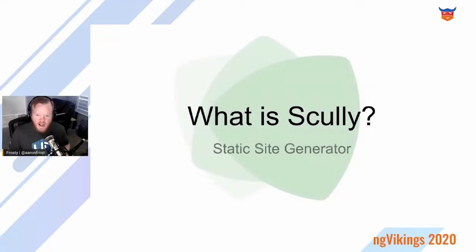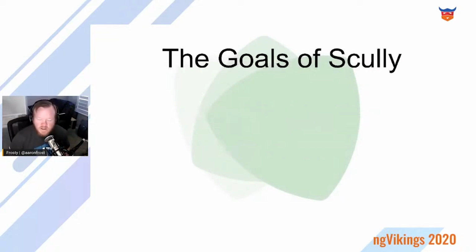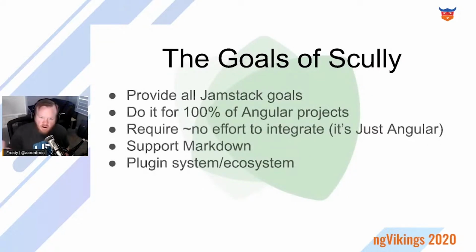So now that we've talked about what Jamstack is, let's talk about what Scully is. Scully is how you add Jamstack to your Angular apps. It's a static site generator, or a Jamstack tool chain is another way to consider it. The goals of Scully are to provide all of the Jamstack goals, but to do it for 100% of Angular projects, okay? Another goal is to require little to no effort to integrate it. You don't have to modify your Angular code because Scully sits on the outside. Your whole app can just exist and Scully can wrap it up.